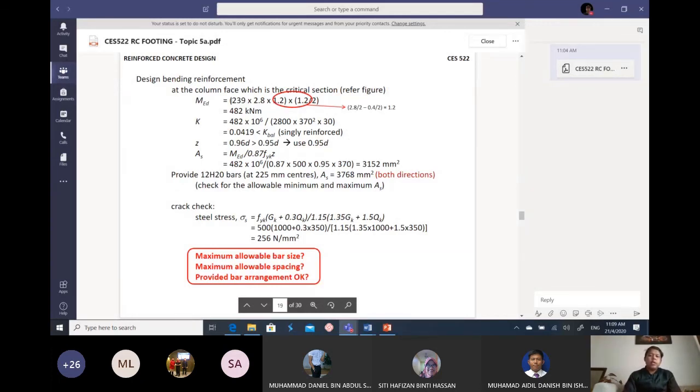So K is equal to M over fck b d squared. Your b is actually the size of your foundation, not 1 meter. So the actual b for your foundation. It means that the arrangement will be the same for both directions. If it is a combined footing, the method is different, so you have to design for both directions.